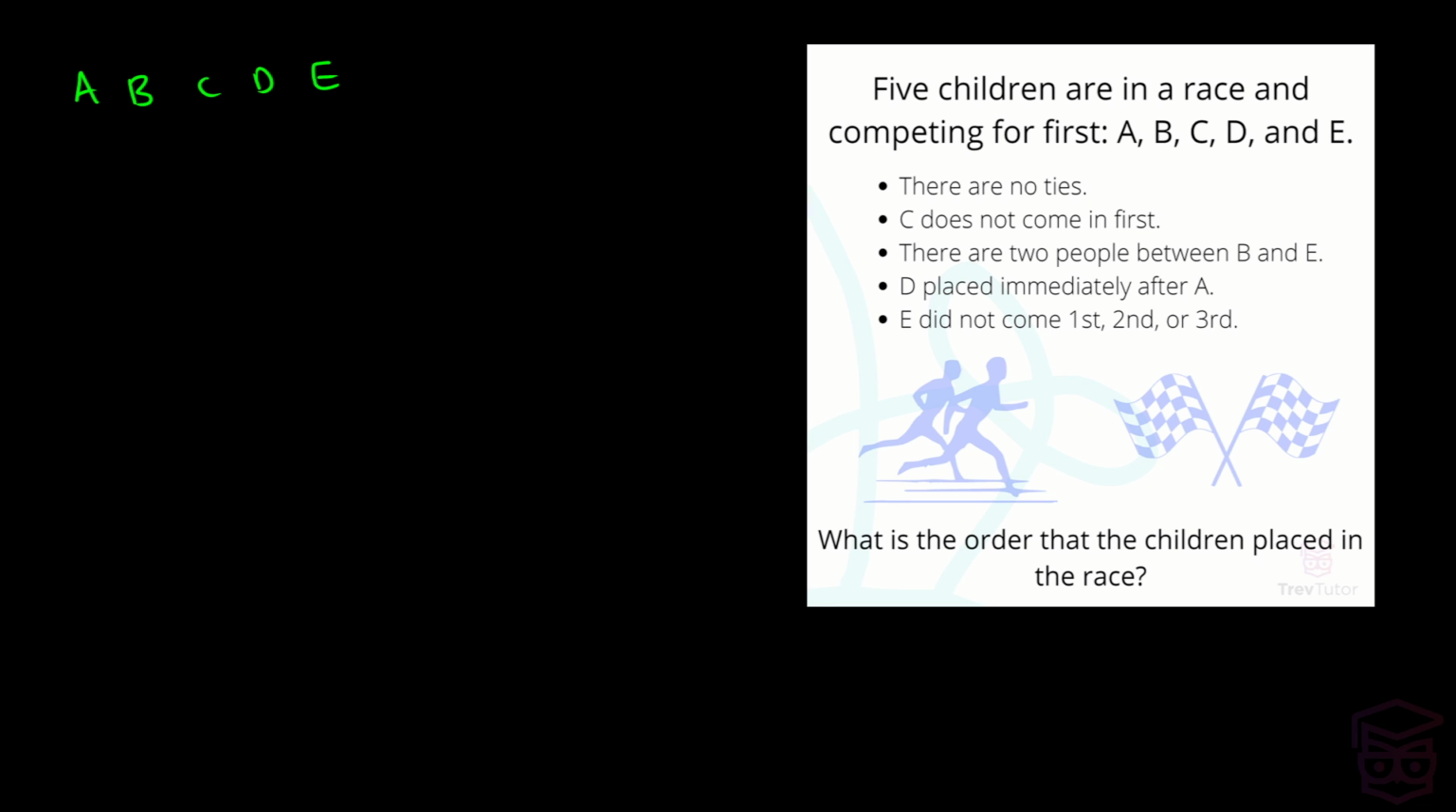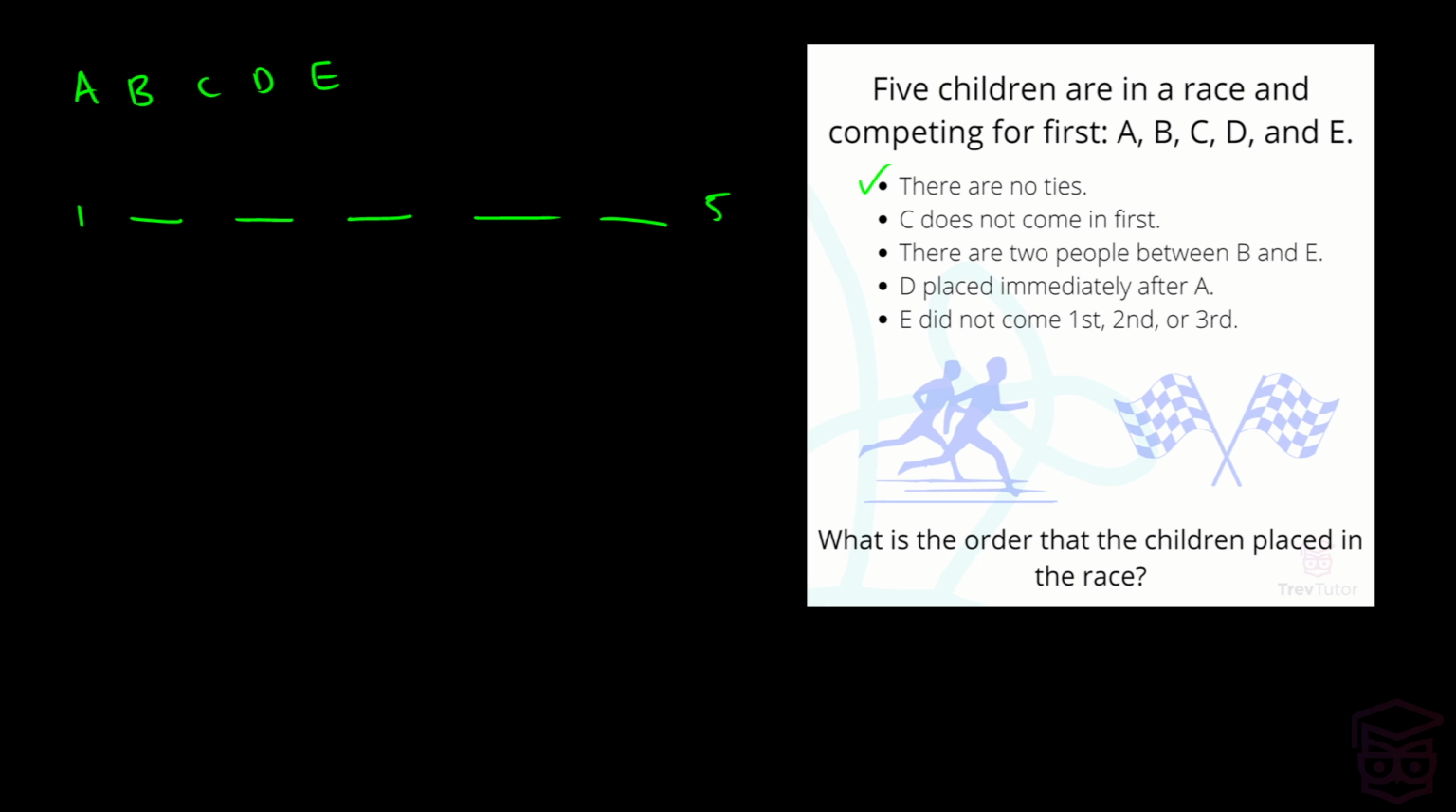There are no ties. So obviously 1, 2, 3, and 4. If we want to write the place numbers, we can. I just usually order left to right, 1, 2, 3, 4, 5. Okay, there are no ties. So that means that A, B, C, D, and E are going to be in different positions. Let's just forget about that, mark that off.